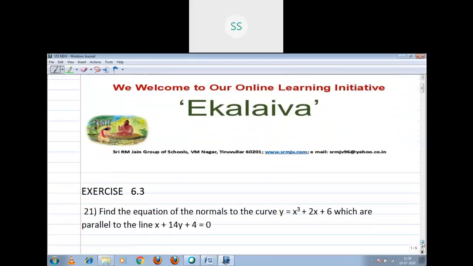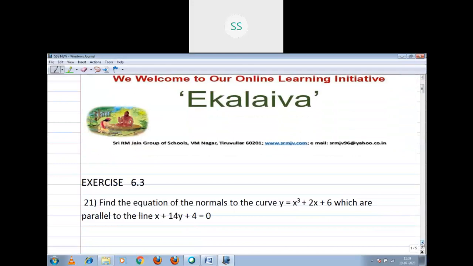Today I am going to discuss exercise 6.3 question number 21. Find the equation of the normal to the curve y is equal to x cube plus 2x plus 6 which are parallel to the line x plus 14y plus 4 equal to 0.